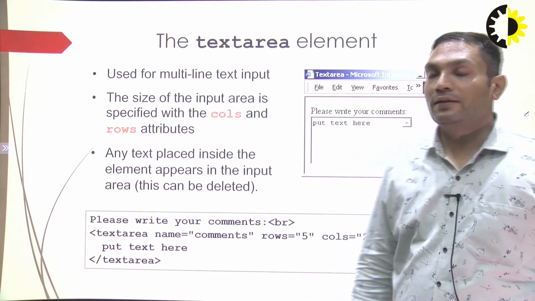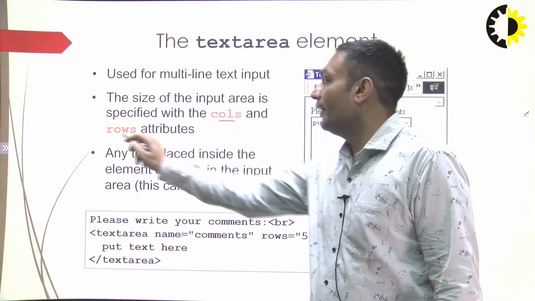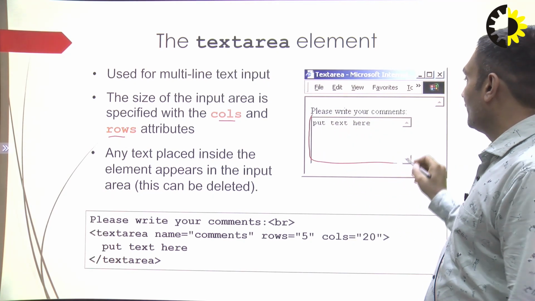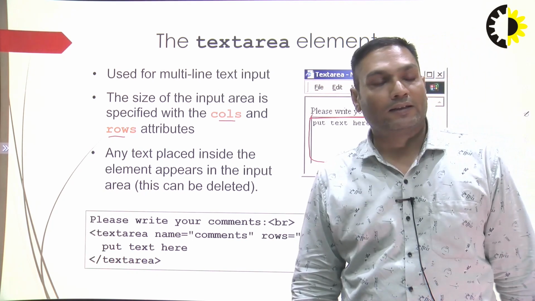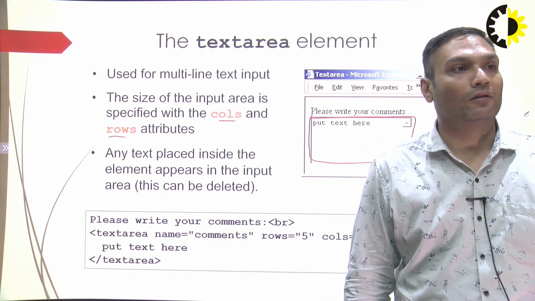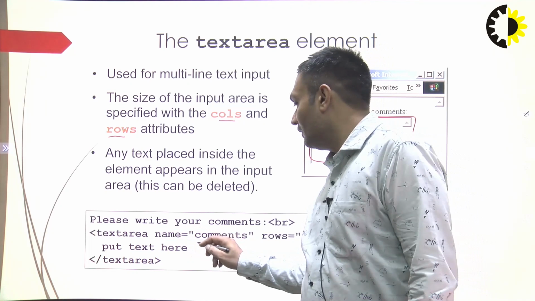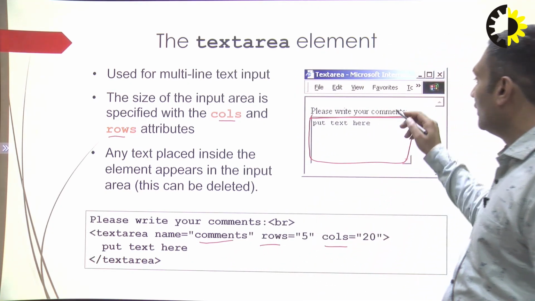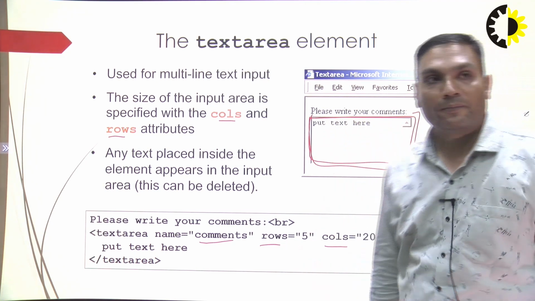Text area. Text area is just like a text input, but it contains rows and columns attributes that make the size greater than the input text. The only difference is the size of the text that we can specify with the two attributes, cols and rows. So I'm making a text area with the name of comments, and here the rows are 5 and columns are 20. You can see that the size is bigger than the simple text.